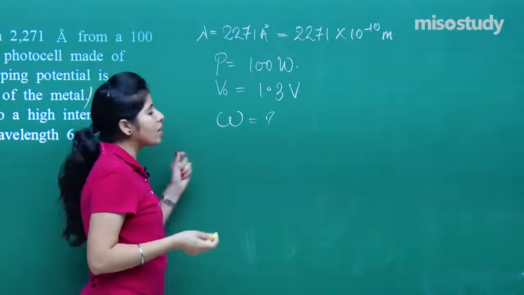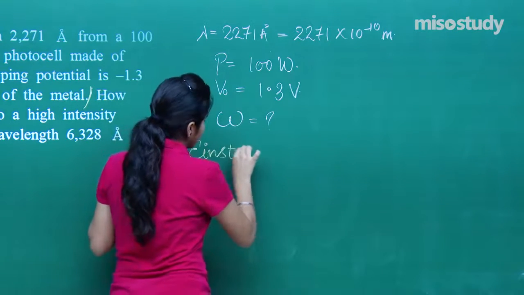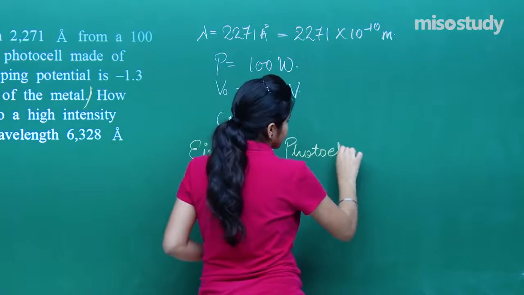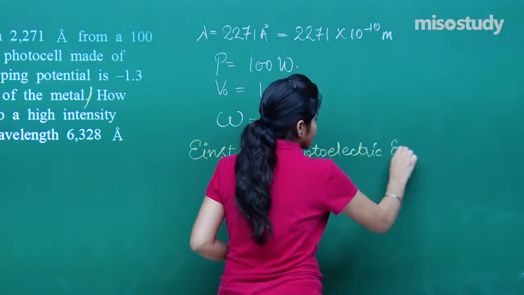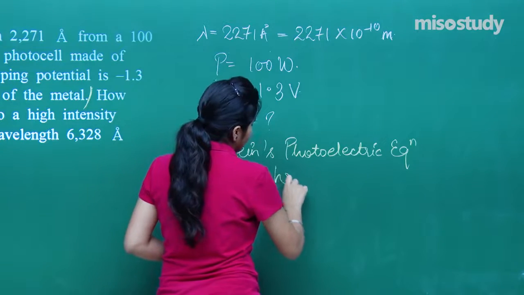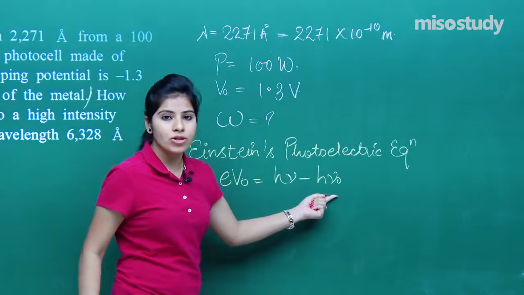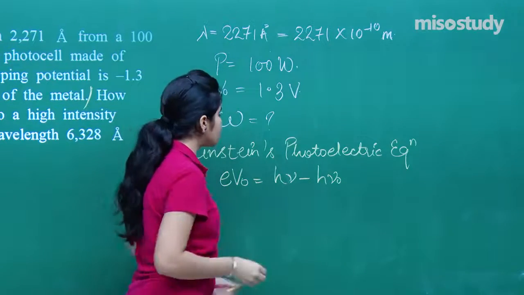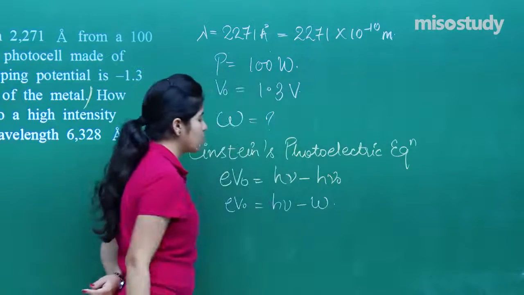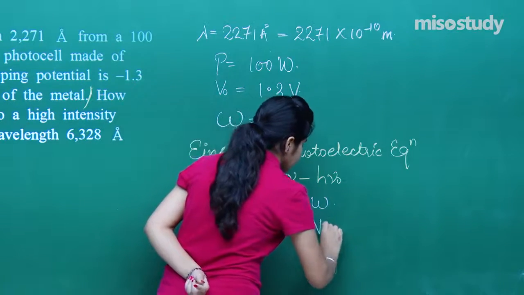From here, how can you find out the work function? Apply Einstein's photoelectric equation, and you will be using this, you know that eV naught equals h nu minus h nu naught. This h nu naught is nothing but your work function, because this nu naught is the threshold frequency. I am writing this as W, right? So, to find out the W, we have to do it like this.